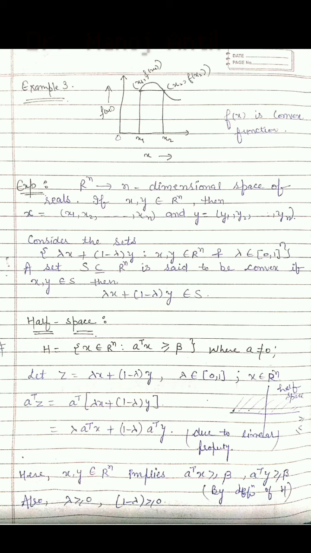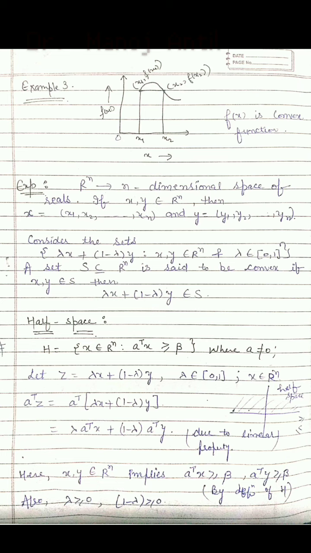In the sequence, next is the half space. We take S equal to the set of all those x belonging to Rn for which a transpose x is greater than or equal to beta, where a is not equal to 0. We want to check whether it is convex or not. So we take an element z of the form lambda x plus (1 minus lambda) y, where lambda belongs to [0, 1] and x, y belong to S. What is a transpose z? It is a transpose of lambda x plus (1 minus lambda) y, so it is lambda a transpose x plus (1 minus lambda) a transpose y due to linearity.